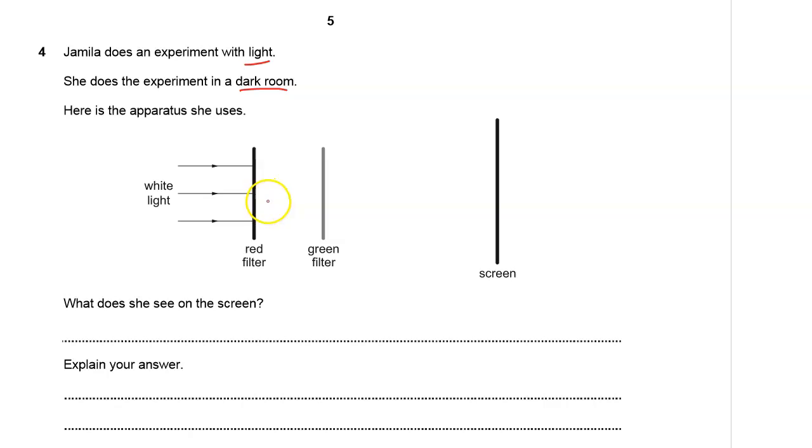Of course, when the white light gets to the red filter, the red filter will absorb all the other colors. It will only allow the red light going through. All the other colors will be absorbed. This is red light going through. When the red light gets to the green filter, the green filter will absorb the red light. So no light reaches the screen. So no light on the screen.